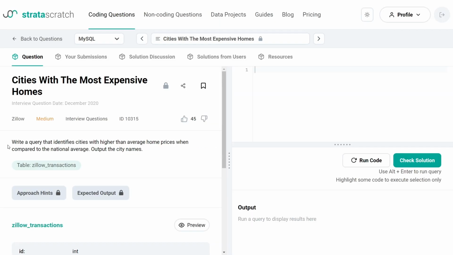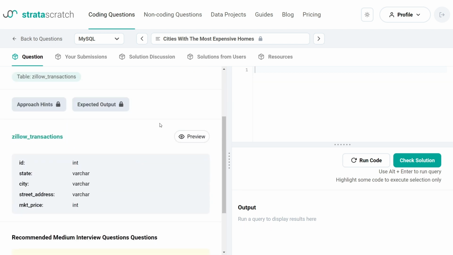We will solve this. The question asked: write a query that identifies cities with higher than average home prices when compared to national averages. So we have to compare home prices with the national average and output the city. So let's check out the table.